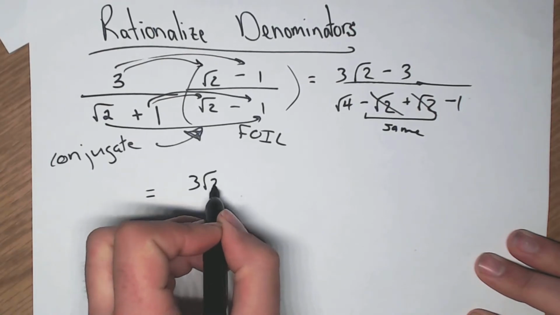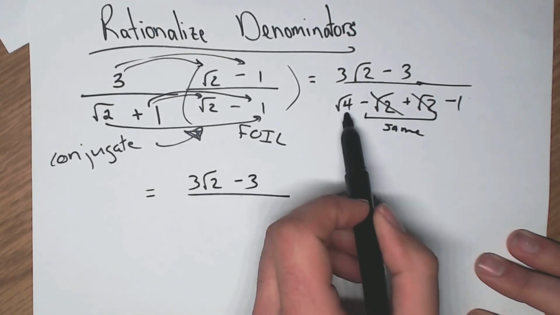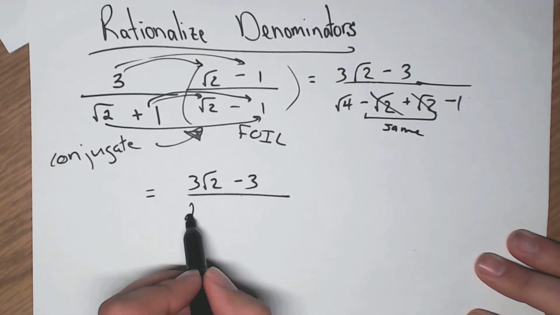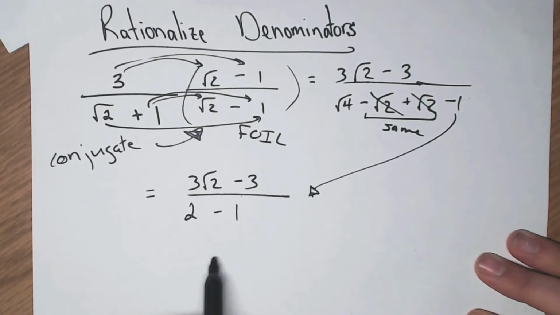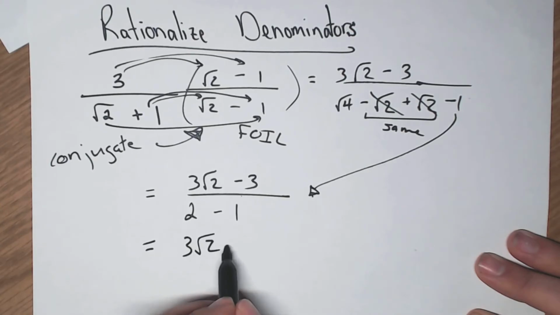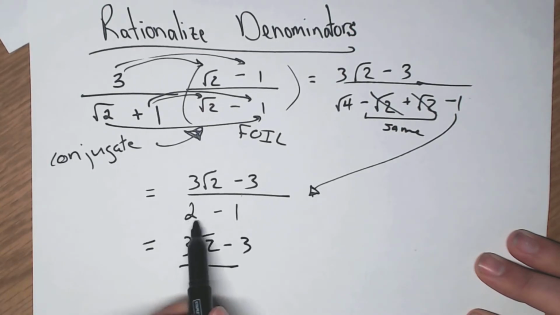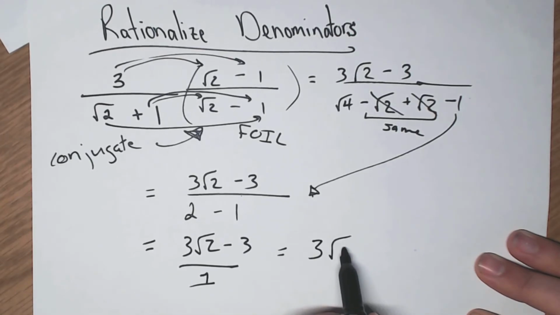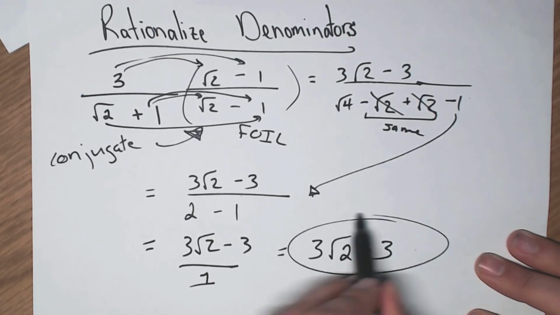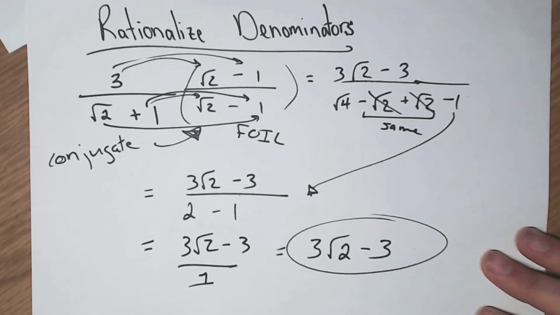I'm just going to copy down my numerator. And look at the bottom. Square root of 4, well, that's just a 2. Negative 1, I'm just going to bring it down. Well, what's 2 minus 1? 1. And I don't even need to write that I'm dividing by a 1. So that's my answer. And that is it.